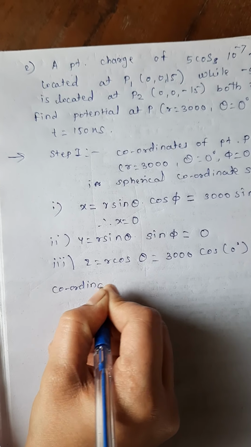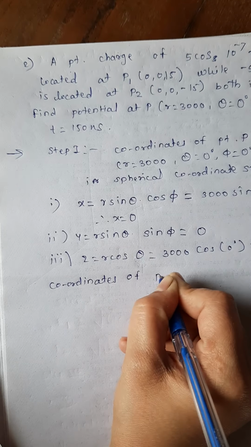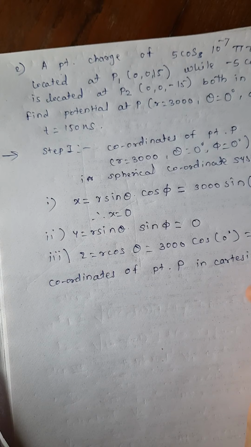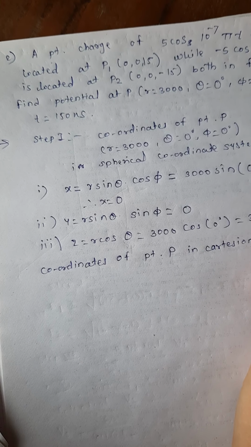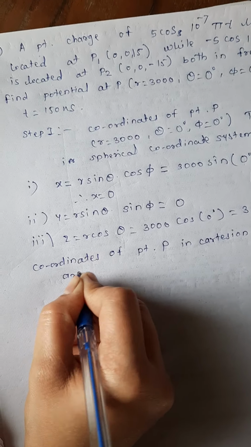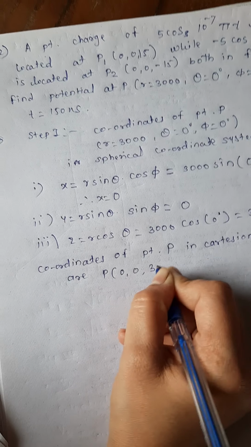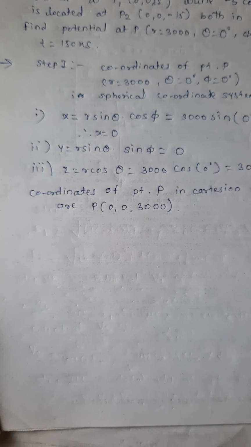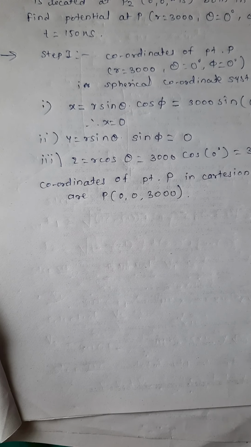So coordinates of point P in Cartesian coordinate are (0, 0, 3000). So the spherical coordinates are converted into Cartesian coordinate. Now step 2.